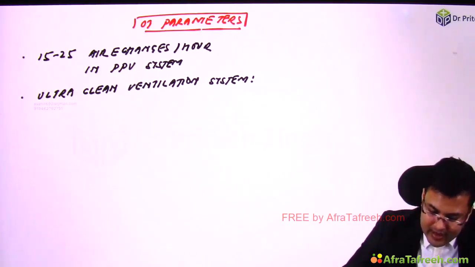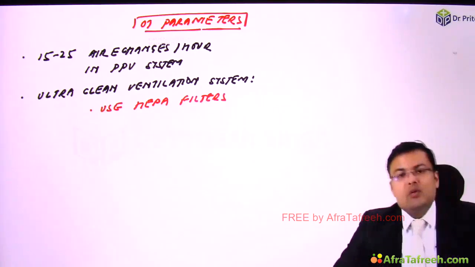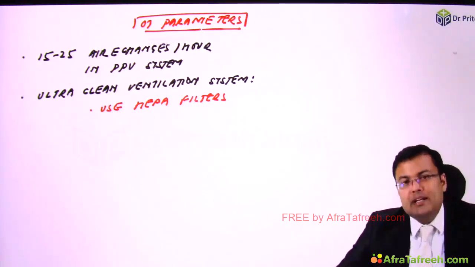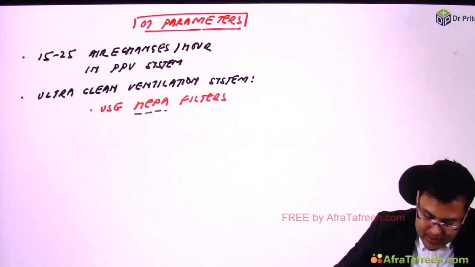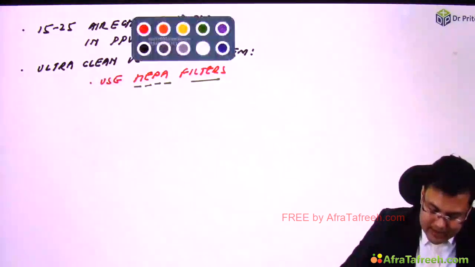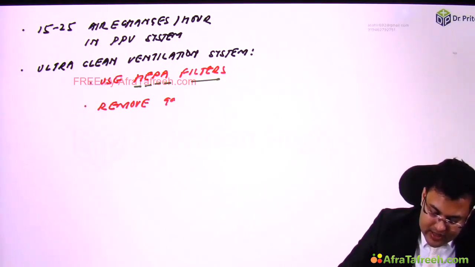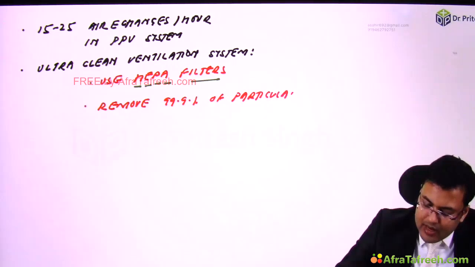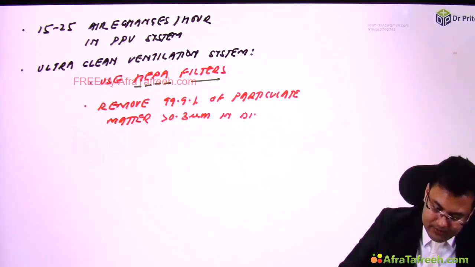Here we are using HEPA filters. What is HEPA? High efficiency particulate air. So the full form of HEPA is high efficiency particulate air filters. Second, they remove 99.9% of particulate matter more than 0.3 micron in diameter.